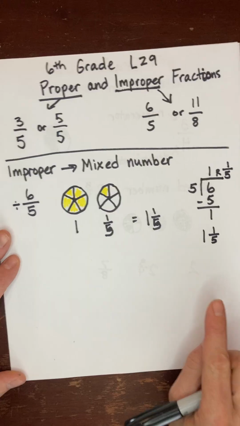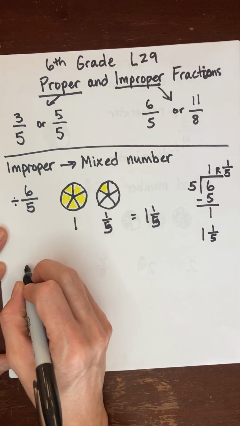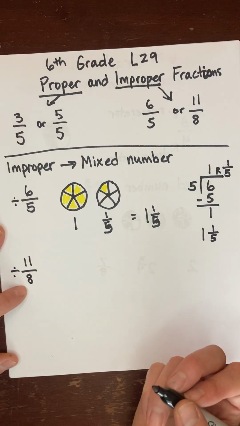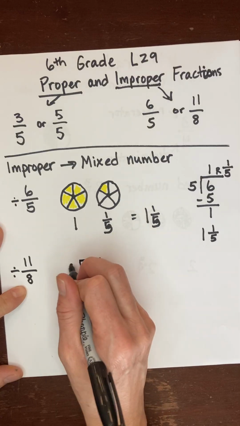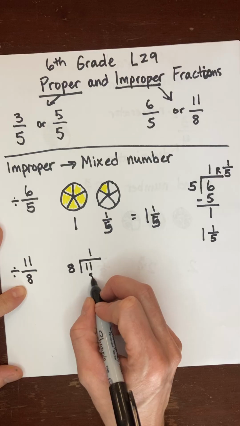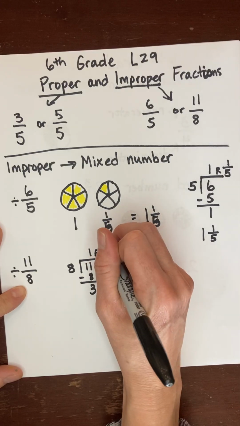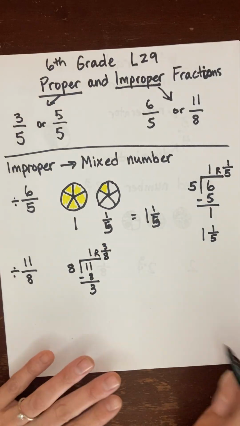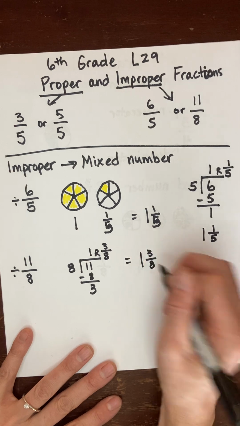So let's do 11/8, and we're going to do our division method rather than drawing out our picture. So we've got 11 over 8. This means 11 divided by 8. So let's write our fraction. 11 goes inside the house, divided by 8. 8 goes into 11 one time. 1 times 8 is 8. How much is left? 3 remains. So I have a remainder of 3 over our divisor, which is 8. So I would write that as 1 and 3/8.